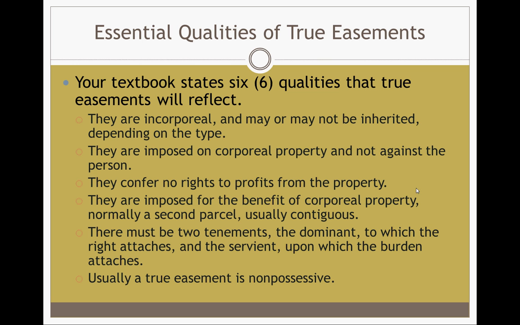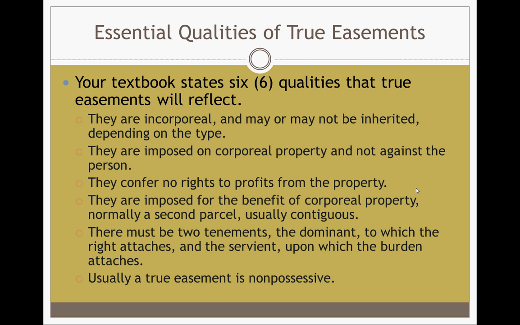Essential qualities of true easements. Your book states 6 qualities of true easements, and I really think these are good. We've already talked about a couple of them, but let's read through these. They are incorporeal and may or may not be inherited depending on the type. They are imposed on corporeal property and not against a person. That's really important. They confer no rights to profits from the property. That you cannot have a profit from this.